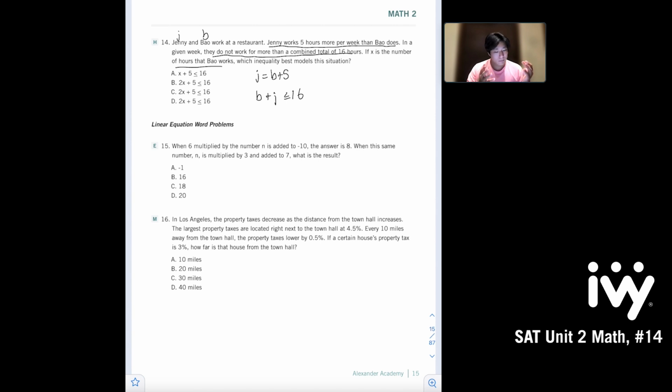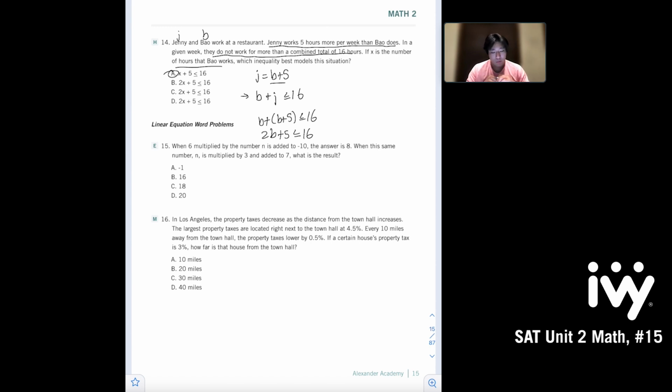We want this expression in terms of B. So let's substitute the expression we found for J into this second equation. So we get B plus B plus 5 is less than or equal to 16. Simplifying this, we get 2B plus 5 is less than or equal to 16. Of course, they call it X. It's a pretty easy substitution. We see that A is the correct answer.